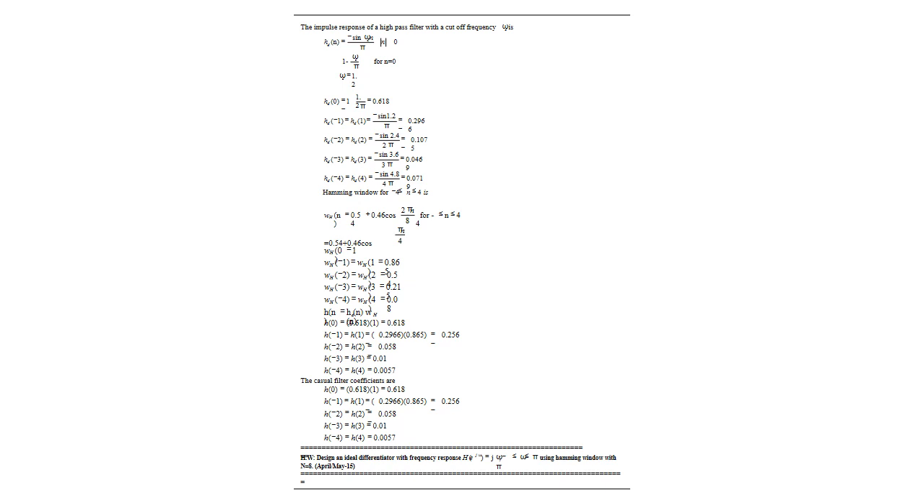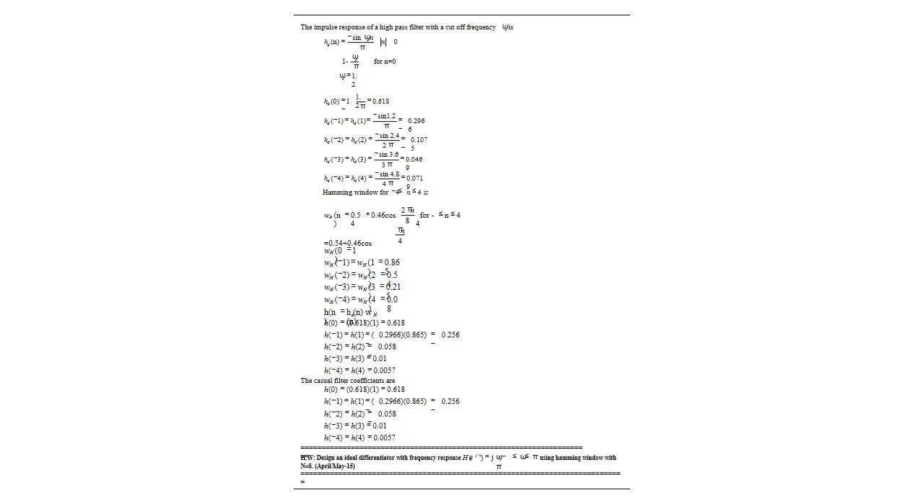is equal to 0.618. Next hd of minus 1 or hd of 1, that is minus sine 1.2 by pi. We will get the answer as 0.2967. Next hd of minus 2, hd of 2, is equal to minus sine 2.4 by 2 pi, which is 0.1075. Next is hd of minus 3, which is equal to hd of 3. So minus sine 3.6 by 3 pi is equal to 0.0469. Next hd of minus 4 is equal to hd of 4. That is minus sine 4.8 by 4 pi, equal to 0.0719.